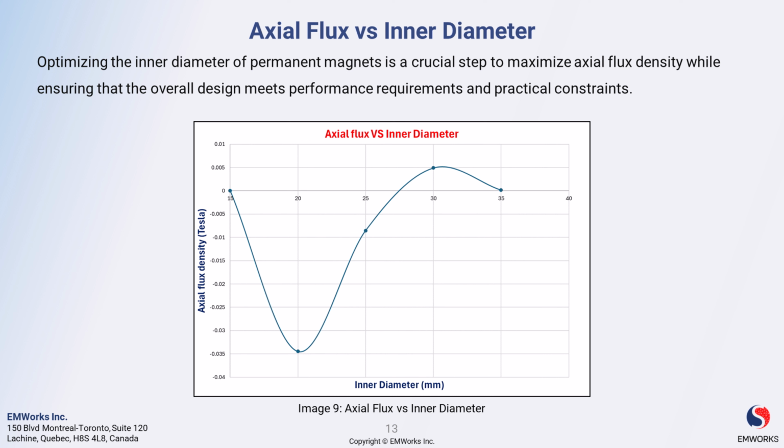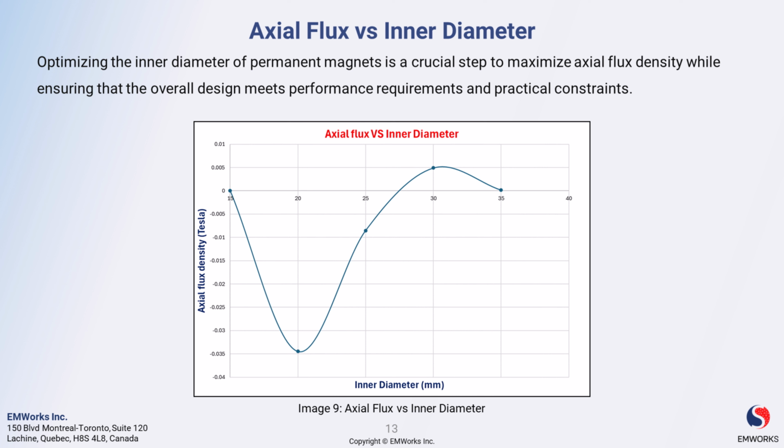However, optimizing the inner diameter is crucial for maximizing the axial flux density while ensuring that the overall design meets performance requirements and practical constraints. A smaller diameter generally leads to higher flux densities, but it may also increase the complexity of the mechanical design or introduce other limitations.